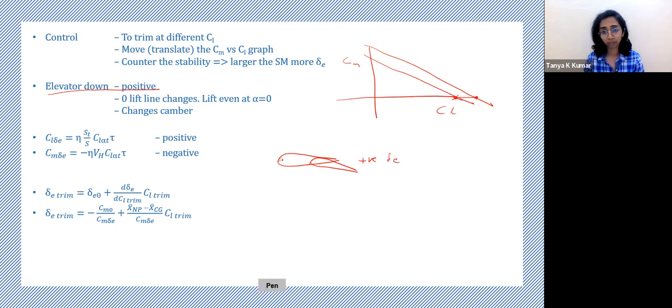It changes the camber of the tail, right? So initially it would not have produced lift at 0 angle of attack. Now it will produce lift at 0 angle of attack. This is the physical significance of deflecting your elevator.